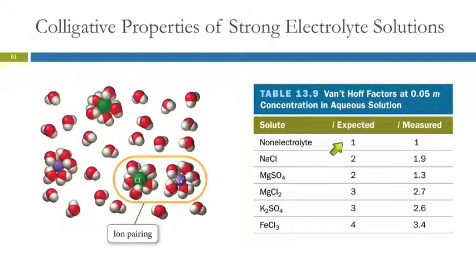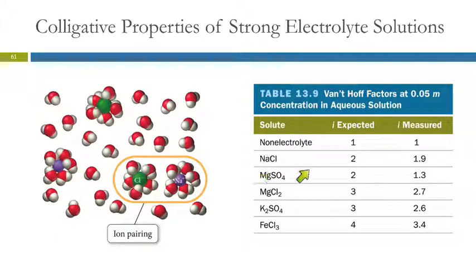Here we have a table listing the expected Van 't Hoff factors and the measured Van 't Hoff factors. For a non-electrolyte, those factors are 1, and we can just ignore that. For something like sodium chloride, 1 sodium ion, 1 chloride ion in a formula unit, there's 2 ions per formula unit. So that's the expected. The measured is pretty close, it's 1.9. So that tells us that sodium chloride doesn't do a lot of ion pairing.